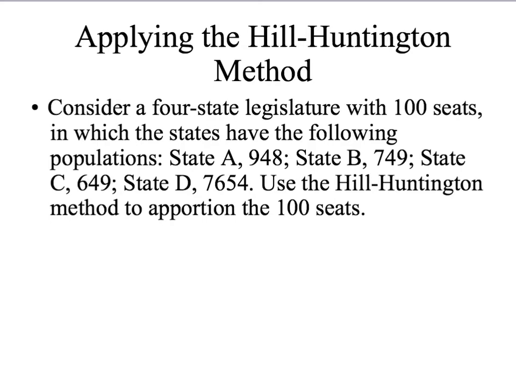Now, a 4-state legislature, so same problem. Now we want the Hill-Huntington method. They use the geometric mean in order to round. So this one starts out the same as the previous one did. I'll just put those notes up here. The standard divisor is 100.